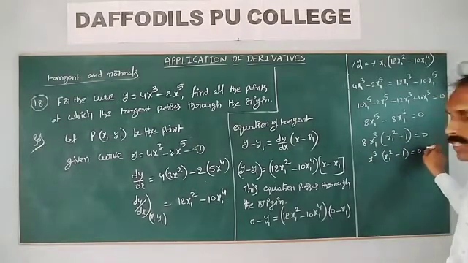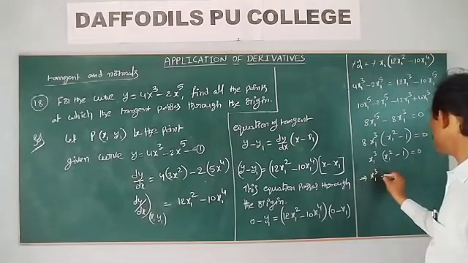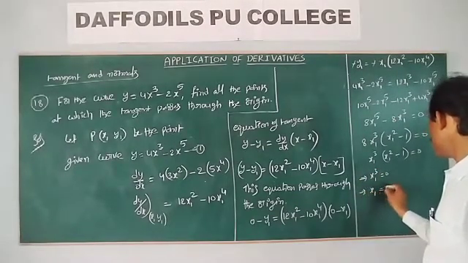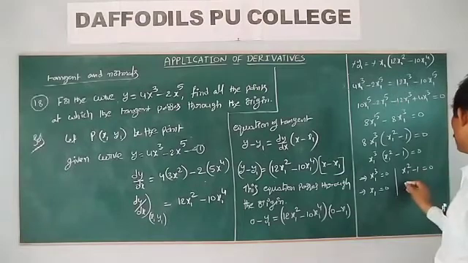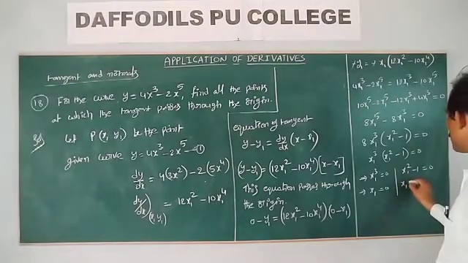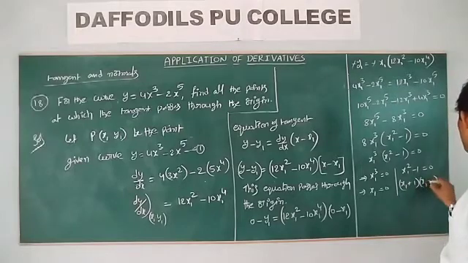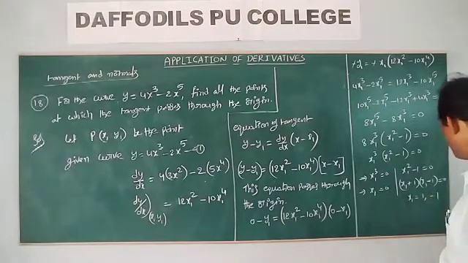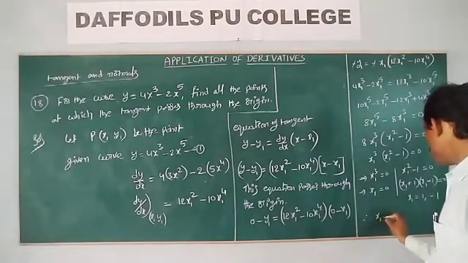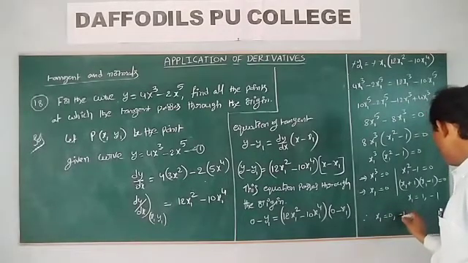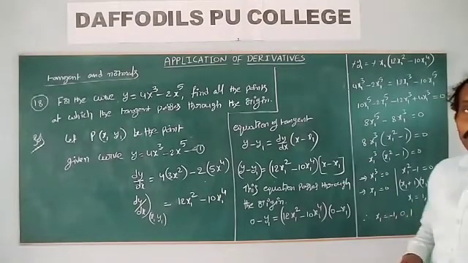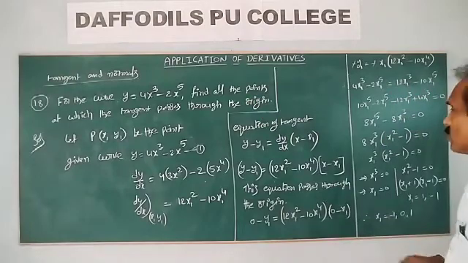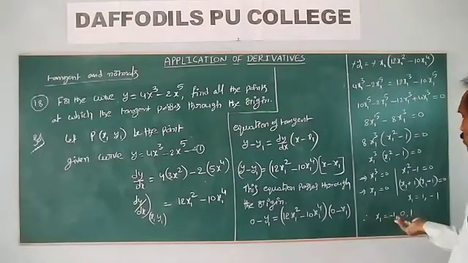From this, x1 cube is equal to 0, that implies x1 is equal to 0. From the other factor, x1 square minus 1 is equal to 0. This can be written as x1 plus 1 times x1 minus 1, using the a square minus b square formula. Therefore, x1 is equal to 1, minus 1. So finally, the values are x1 is equal to minus 1, 0, 1.